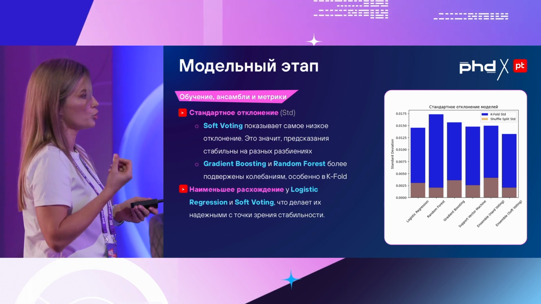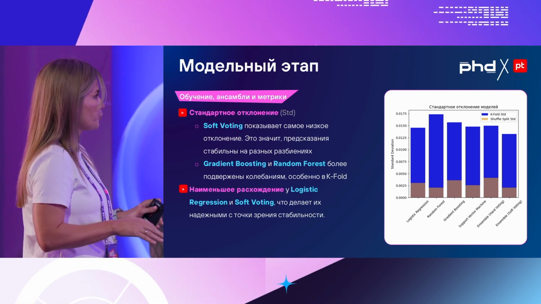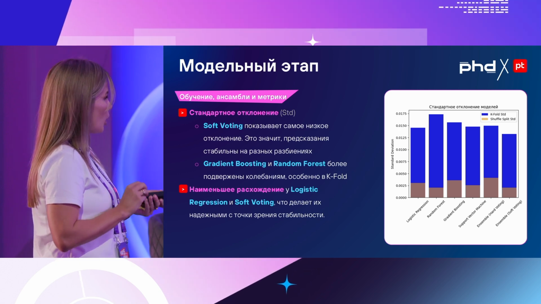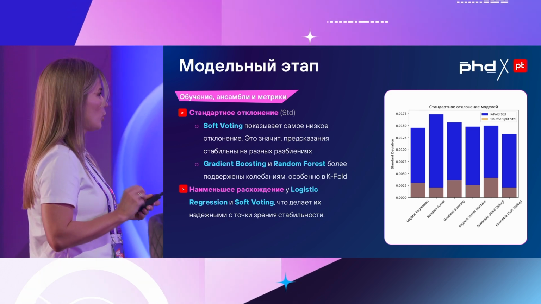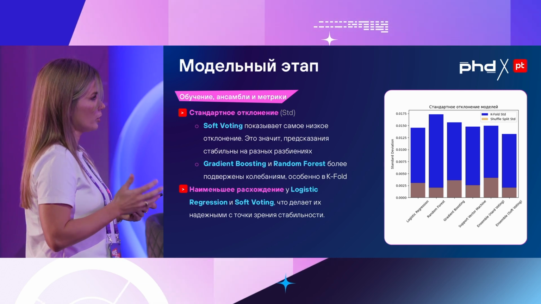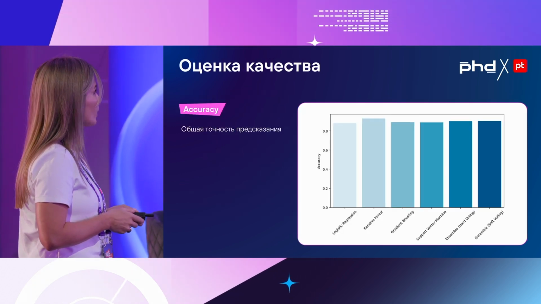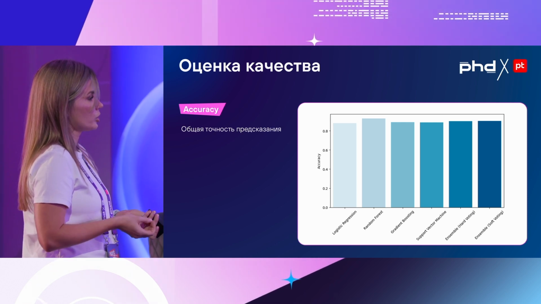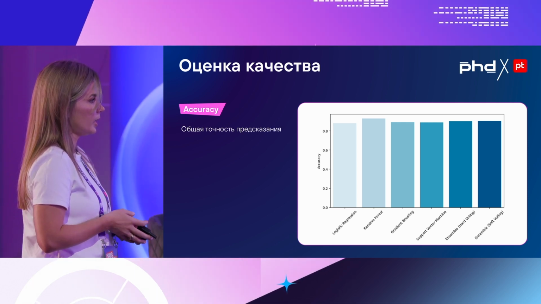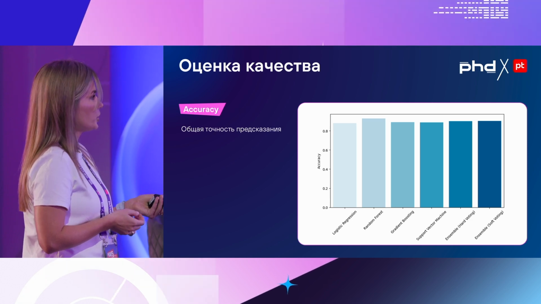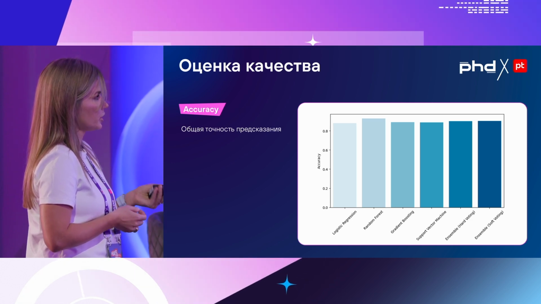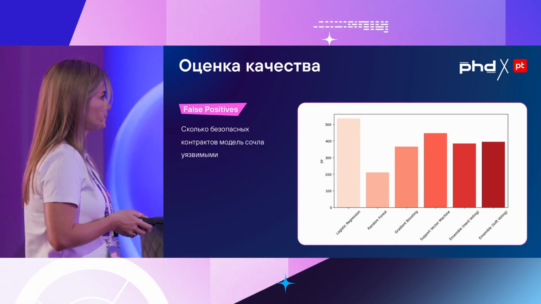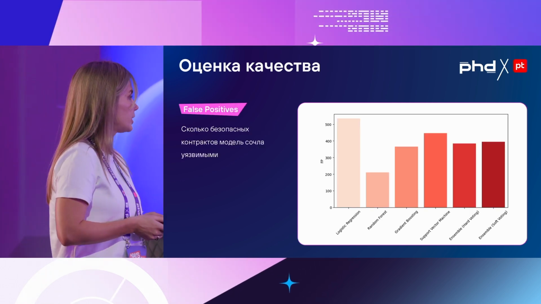Logistic regression and soft voting were quite stable, while gradient boosting and random forest gave us less stability in different batches. Precision: ensemble models, hard voting and soft voting were good. It's about 0.9. Logistic regression was the least precise.